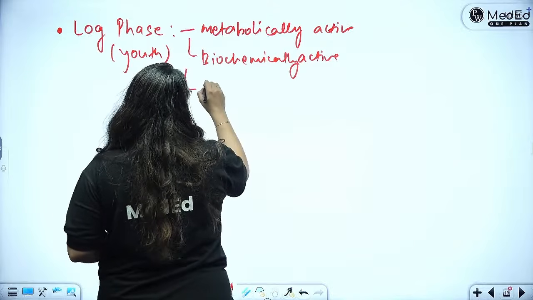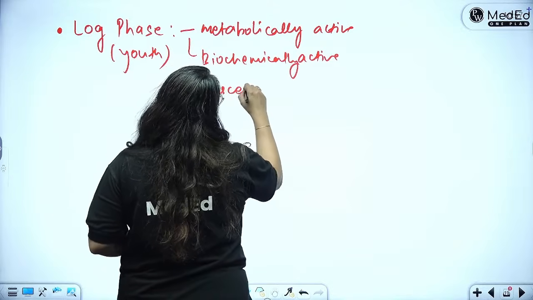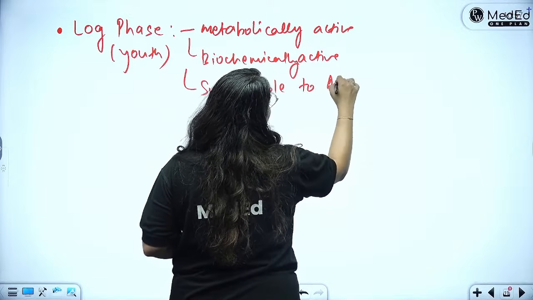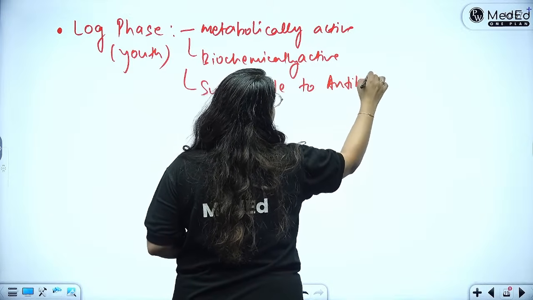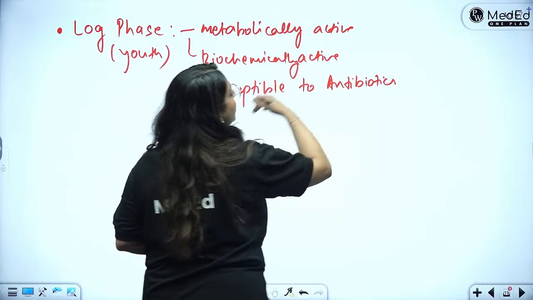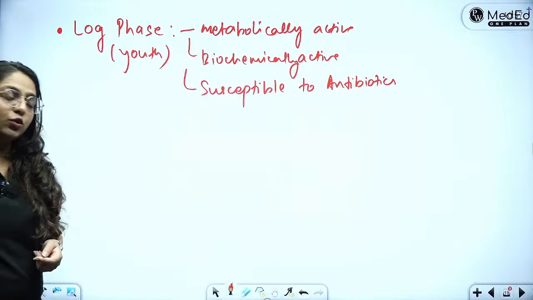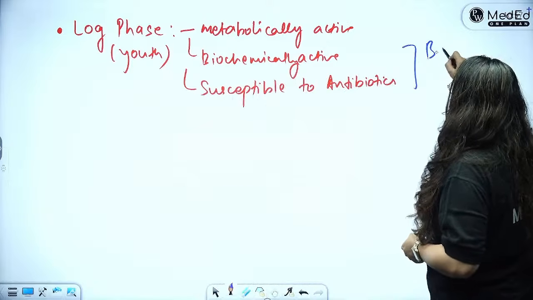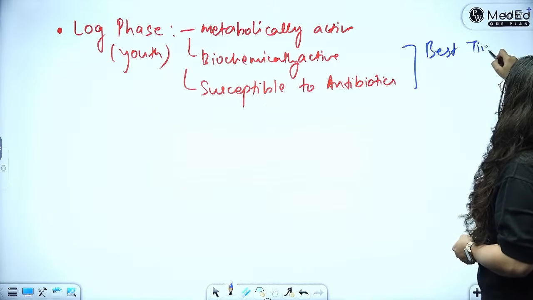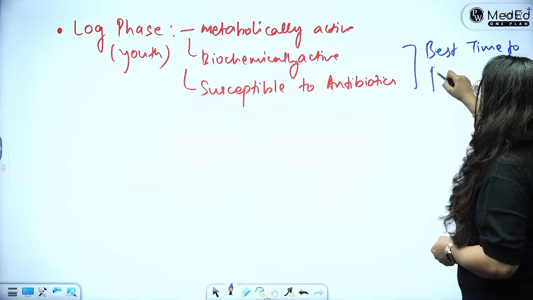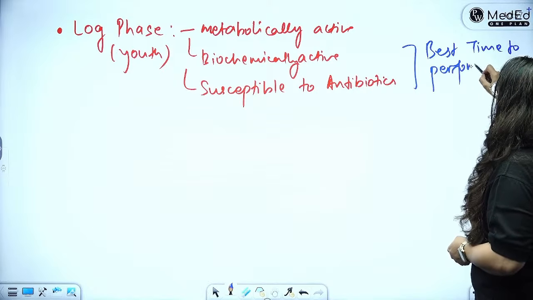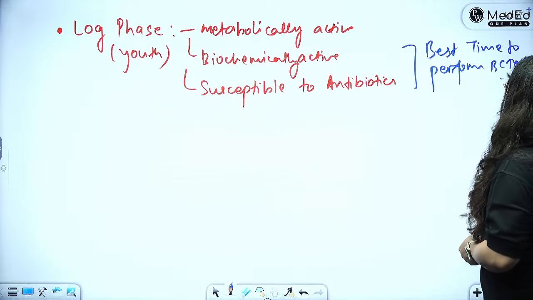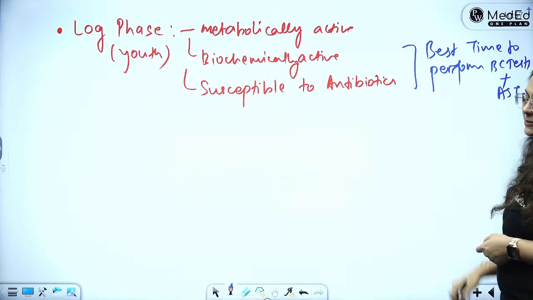At this time, you are very, very sensitive. So if someone calls you something, you feel very bad very fast. So this is the phase in which the bacteria is most susceptible to antibiotics. So if I ask you what is the best time to perform biochemical tests and antimicrobial susceptibility, of course, when the bacteria is in the log phase, it is the best time to perform the biochemical tests plus the antimicrobial susceptibility test.